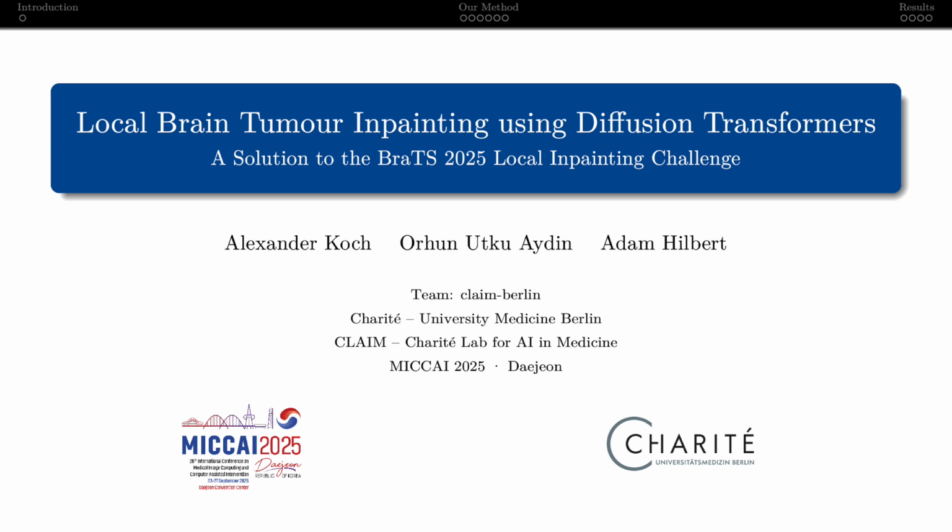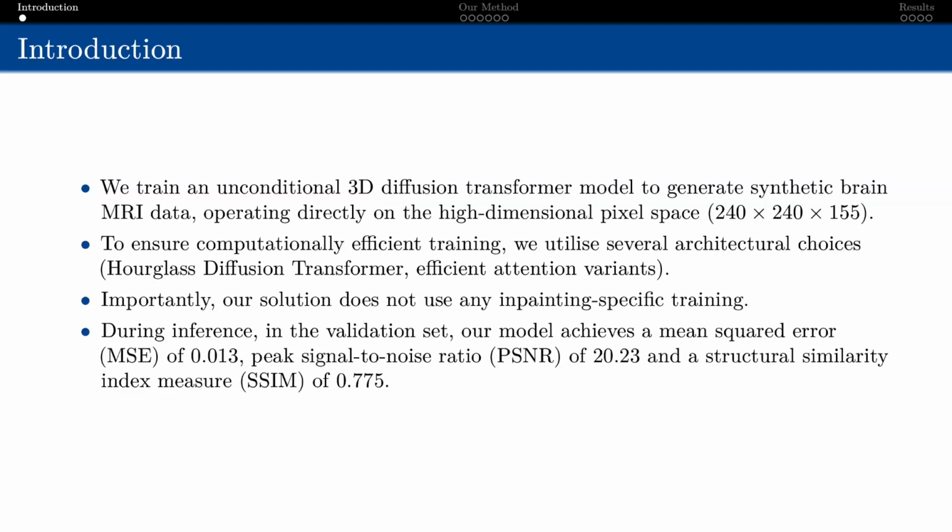Today I will be presenting our submission titled Local Brain Tumor Inpainting Using Diffusion Transformers to the BraTS 2025 Lighthouse Challenge. We train an unconditional 3D diffusion transformer model to generate synthetic brain MRI data operating directly on the high-dimensional pixel space. To ensure computationally efficient training, we utilize several architectural choices, such as an hourglass diffusion transformer and efficient attention variants. Importantly, our solution does not have any inpainting-specific training.